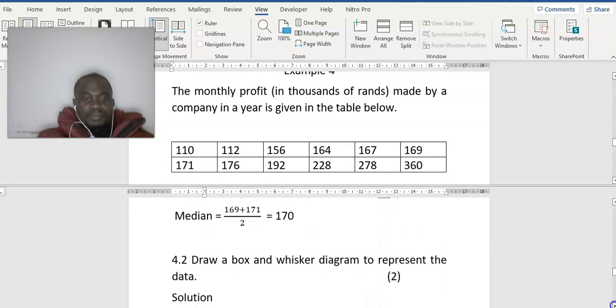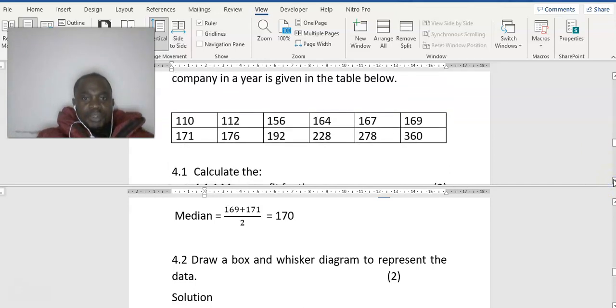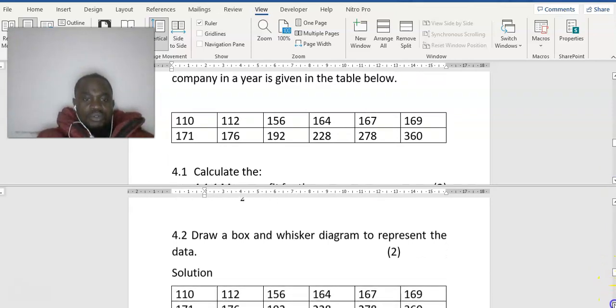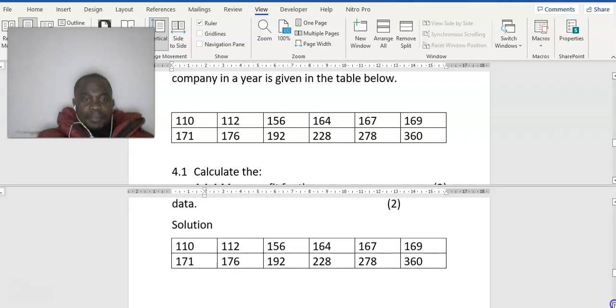Then the next one, draw a box and whisker diagram to represent the data. A box and whisker diagram to represent the data. So here we have our box and whisker diagram to represent the data. To do this one, we have this one there.